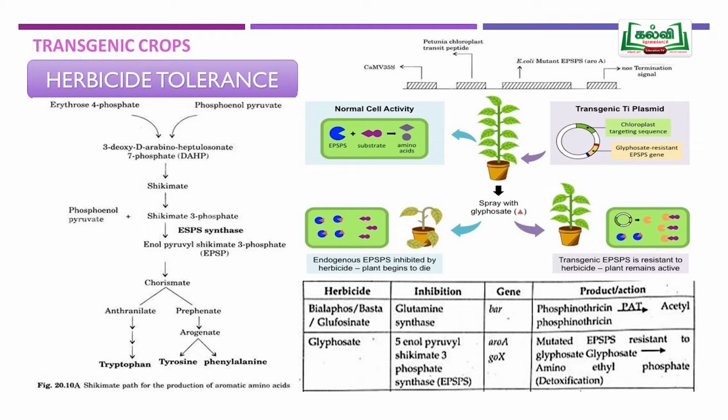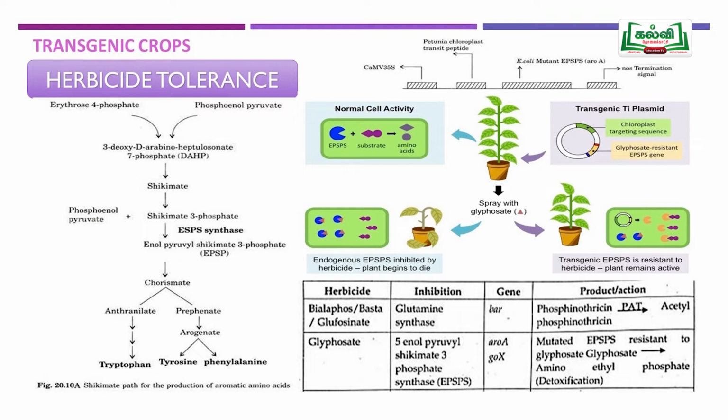In certain conditions, when we spray glyphosate, the glyphosate will go and bind with the enzyme EPSP, and finally the enzyme function will be locked. So the important amino acids tryptophan, tyrosine and phenylalanine will not be produced. Automatically the herb will be affected, and sometimes our own plant will also be affected by this mechanism. So we have to go for an alternate method.